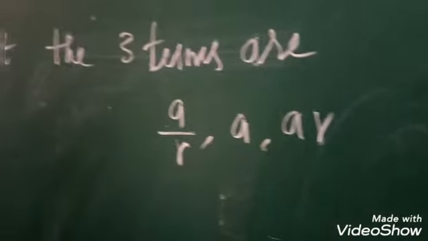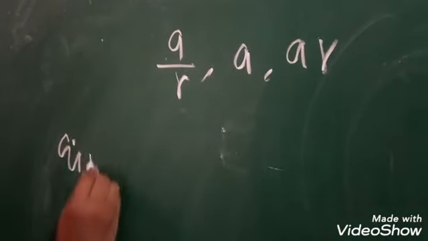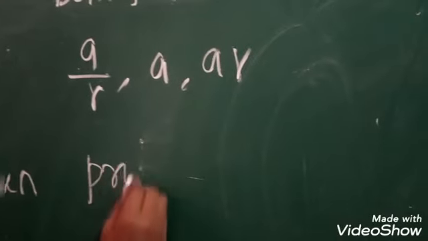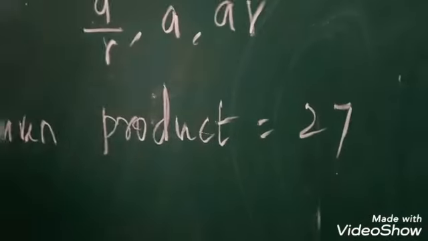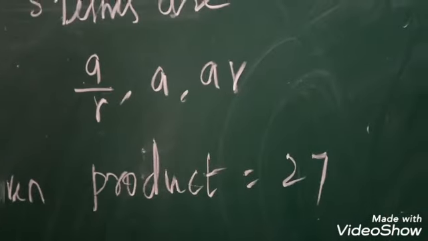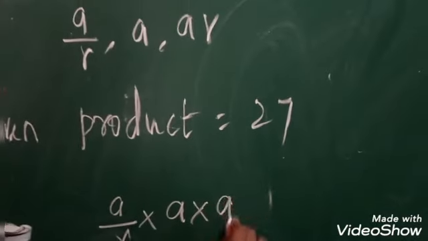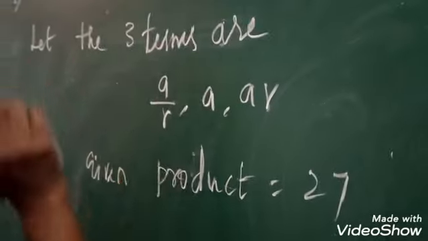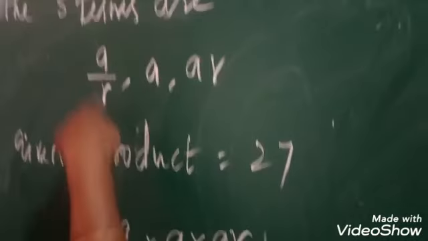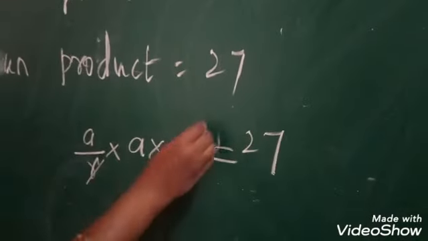Okay, the two conditions they gave. The first condition is the product, which is given as 27. So you have to multiply the three terms. The first term is a by r, the second term is a, the third term is ar. Let the three consecutive terms be taken like this, girls, and then only we get the answer for a. Now in the product, the r cancels.